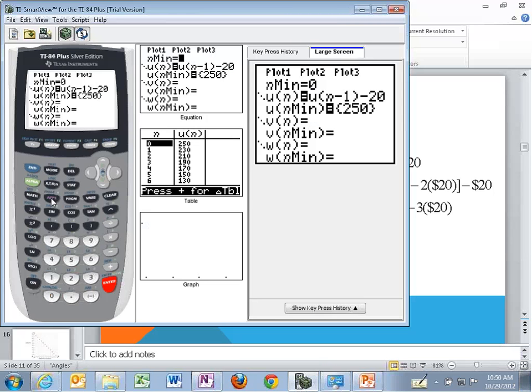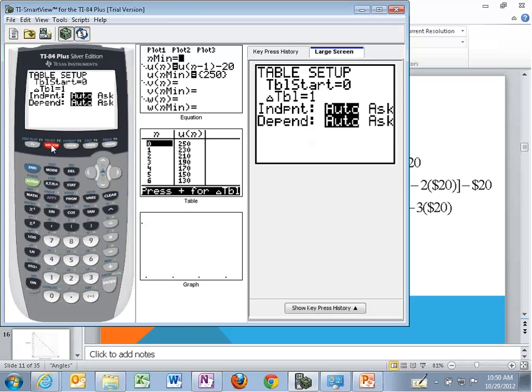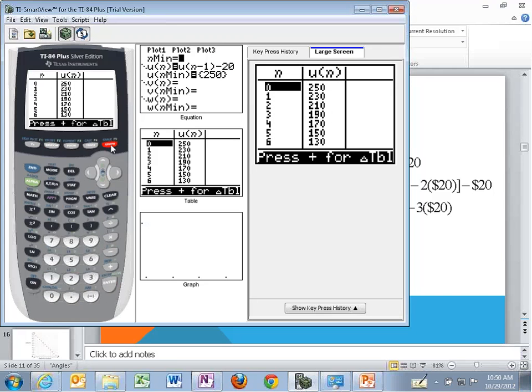We're good. So now if you hit second window, which is table set, I can look at a list of numeric values. I'm going to start my table at 0 and have my delta table of 1, and the other two parameters should be auto. And now when I hit second graph, which is table, I should see a list of my balances for my account. Okay? So you can scroll down, and those are the numbers that were being generated on the home screen.